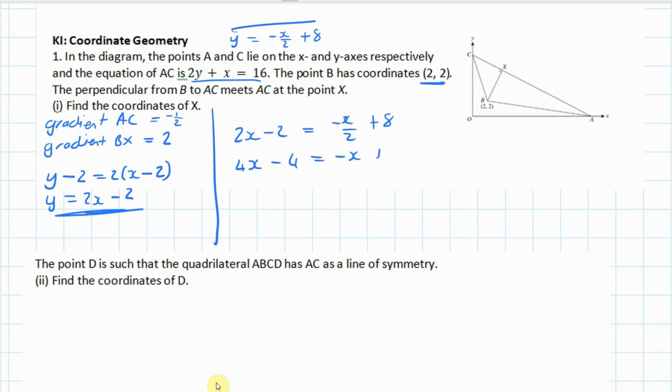So that's 4x minus 4 is negative x plus 16. I'm going to pull the x's over to this side, and the numbers over to this. And then I will divide by 5, and I should get x is equal to 4. And therefore I can then substitute that value of x in over here. 2 times 4 is 8, take away 2 is 6, so y equals 6. So the coordinate should be 4, 6.